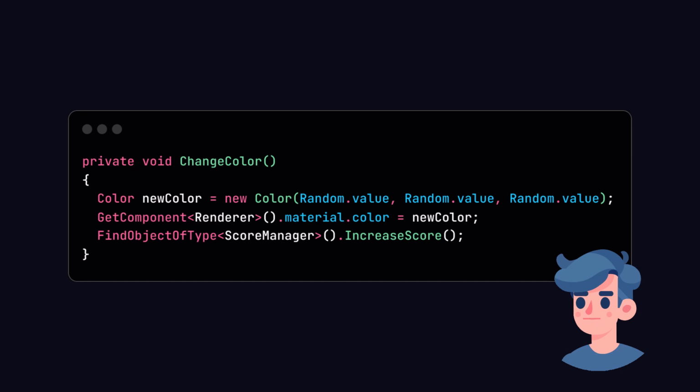Attach the score manager to a game object in the scene and set the score text variable in the inspector to the Text Mesh Pro object you created. Finally, modify the change color method in cube interaction to call increaseScore whenever the cube is tapped.